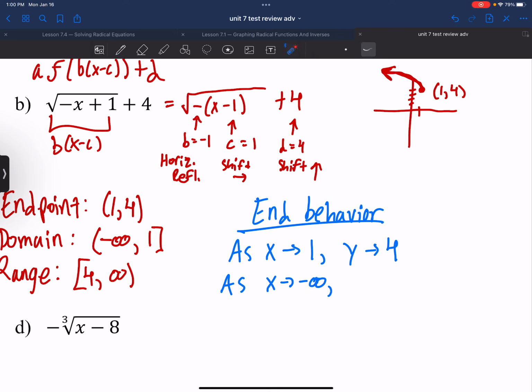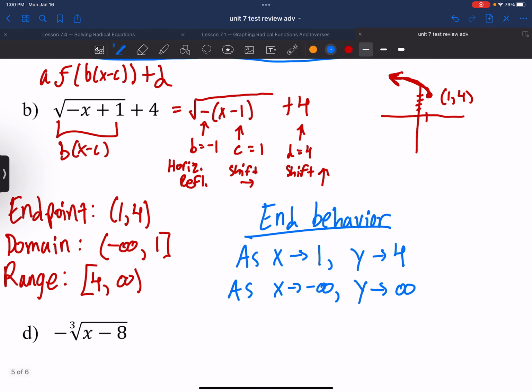Then if I'm going left, I say as x approaches negative infinity. You see, because that's as it goes to the left. And where is y going? Y is going up. And there's no real limit here, so y approaches positive infinity. That's my end behavior. Okay.